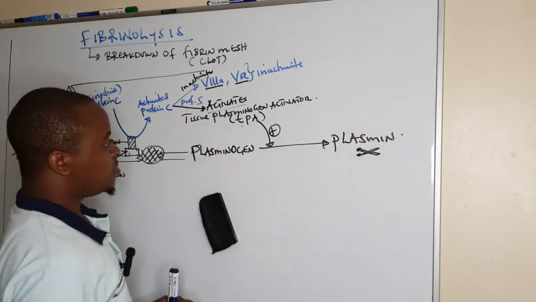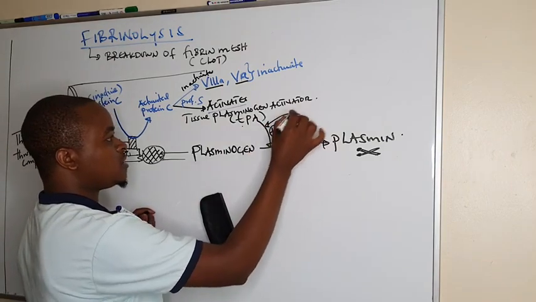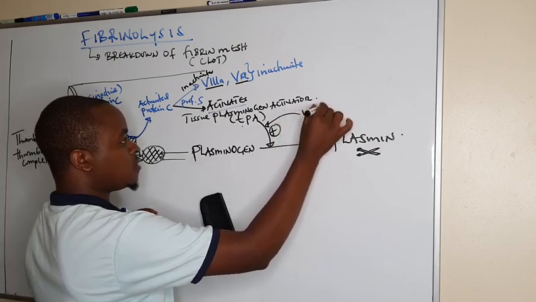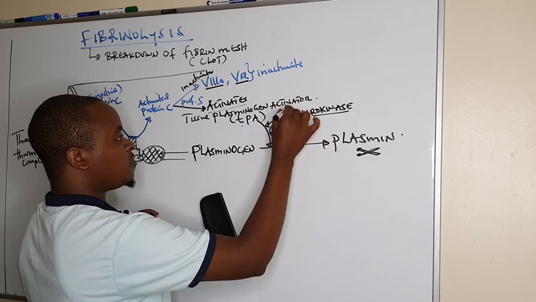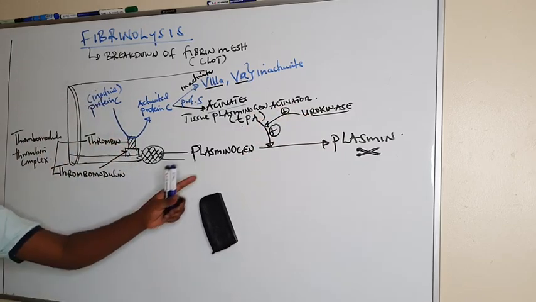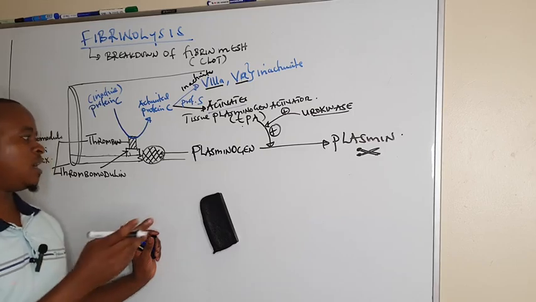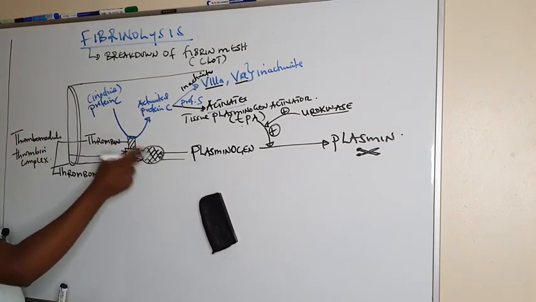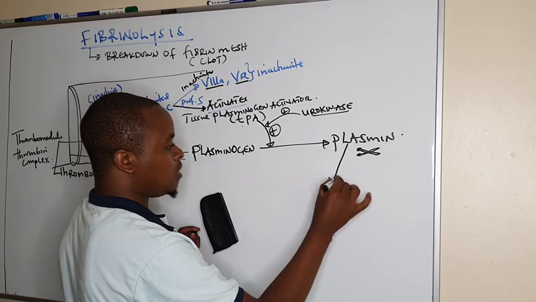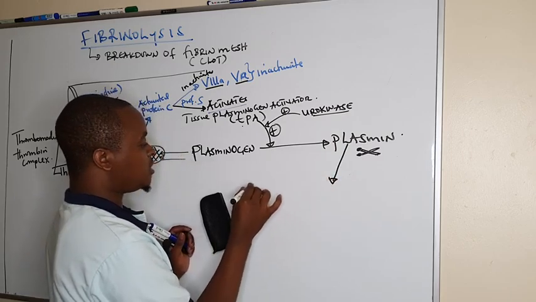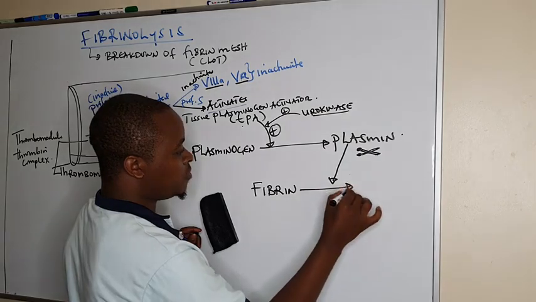Another compound apart from tissue plasminogen activator that can activate this is urokinase. Urokinase also has that property of stimulating conversion of plasminogen to plasmin. And after forming plasmin, since it is a scissor, it is going to come onto the fibrin mesh and begin removing it. So this plasmin is the one that is responsible for cutting the fibrin mesh to form FDPs.